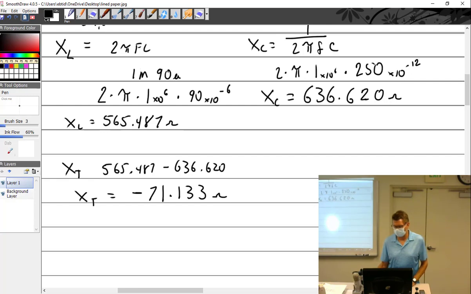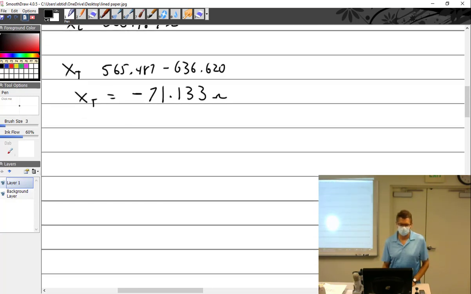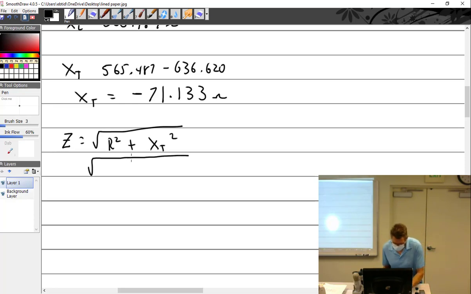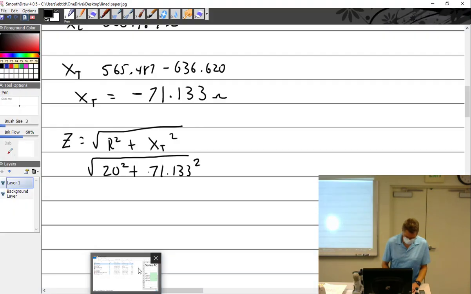Okay, now we want Z, right? So Z equals the square root of R squared plus, well, we have X total, so we can just say X total right there. What the heck, squared. So that is the square root of resistance for 6 was 20. 20 squared plus 71.133 squared. Now, it is a negative number, but it's not going to matter because a negative times a negative is a positive, so don't have to worry about that. So second square root function, 20 caret 2, close parentheses. Oops, I should have put another parenthesis in there. Yeah, I think it'll work.